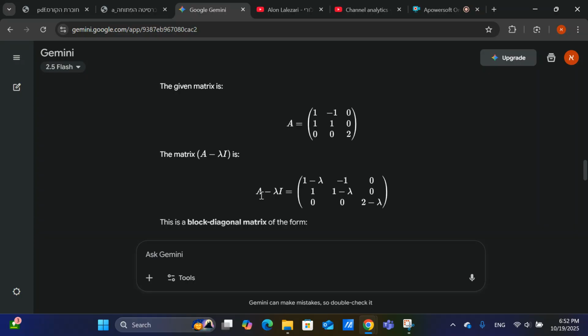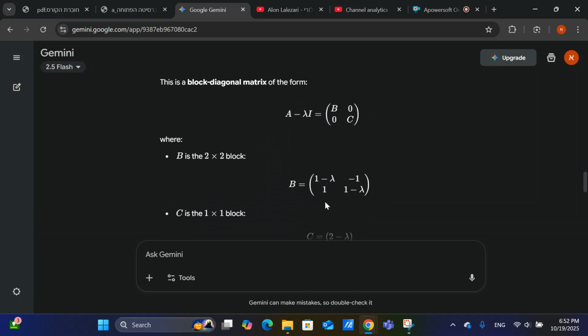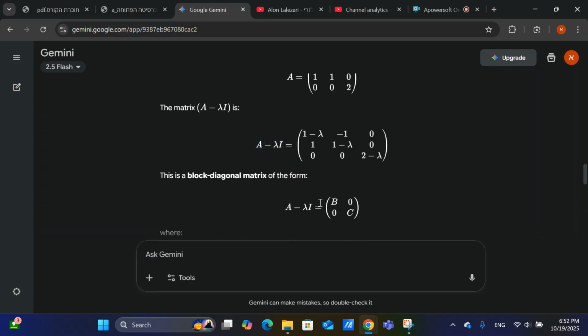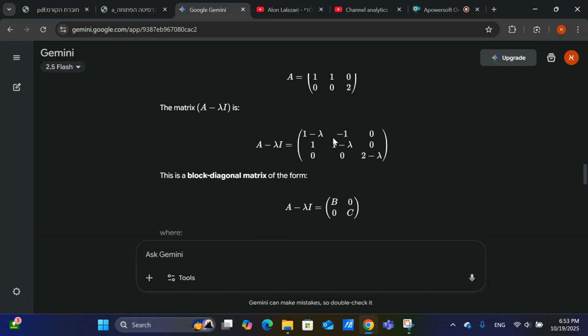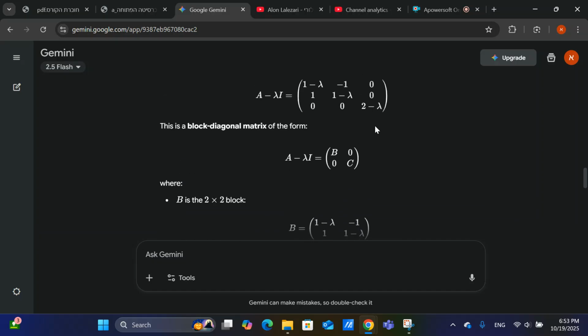Now, if I want to calculate the characteristic polynomial, we take A minus lambda I and take the determinant. Looking at A minus lambda I, it is built from two blocks. One block is right over here, and the other one is just this. Let's call them B and C. So B is all of this, and C is just the 2 minus lambda.